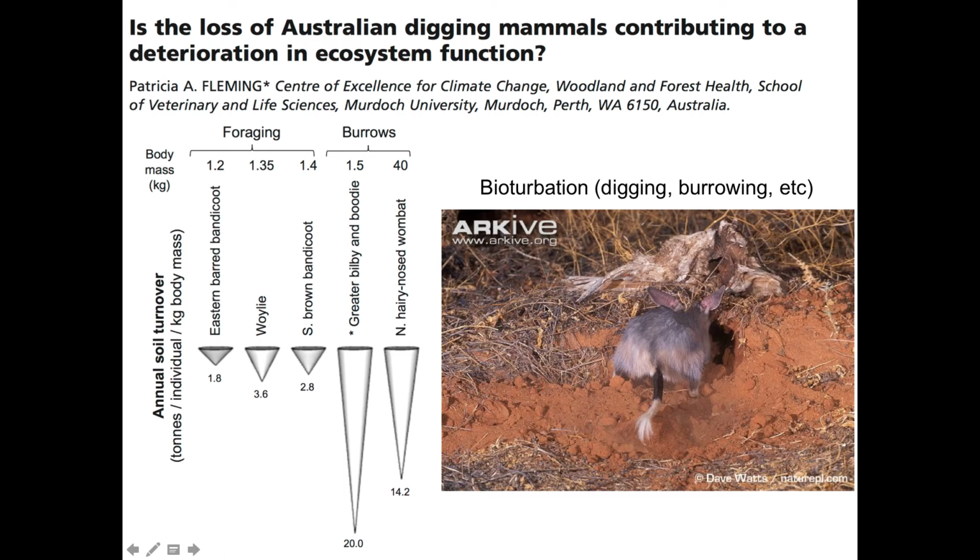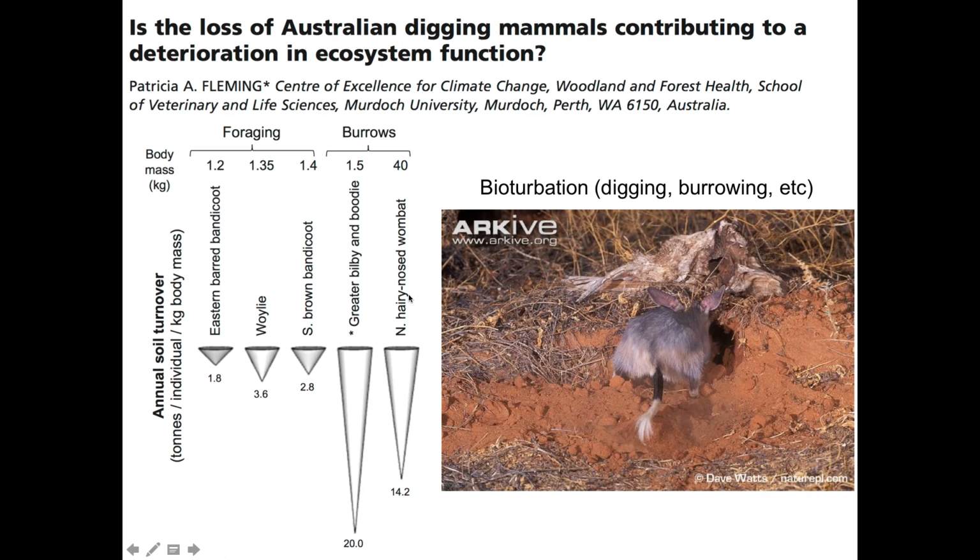A very good example of that in Australia are mammals that dig, and unfortunately quite a few of these species have greatly reduced abundance, and that may have wide-ranging effects on the ecosystem. So this bioturbation, or digging and burrowing, is particularly prominent in some of the bandicoots, especially in the bilbies and the wombats. Not only for foraging but also for burrowing.